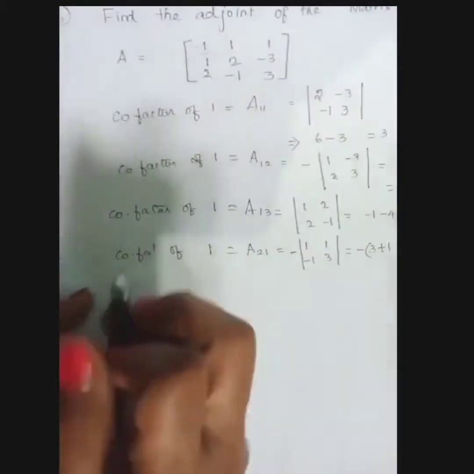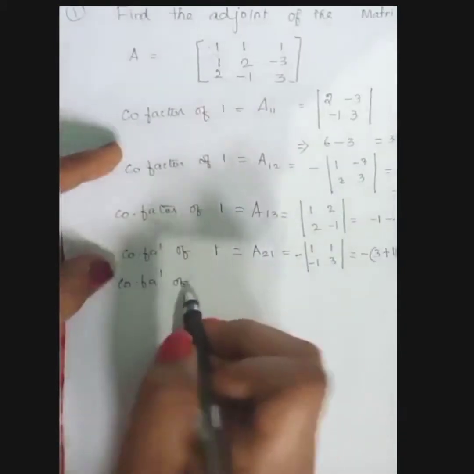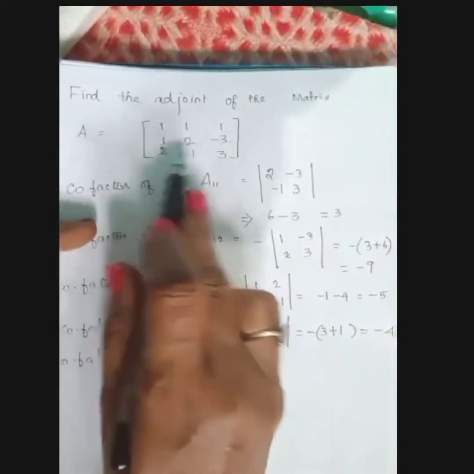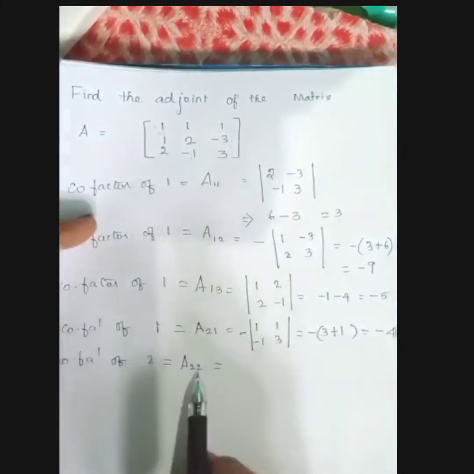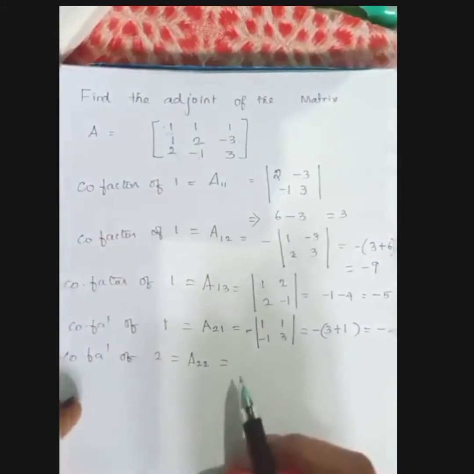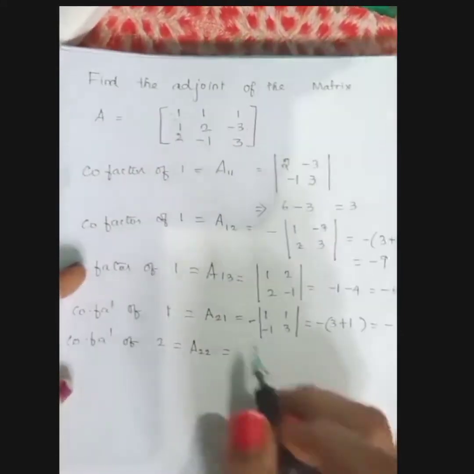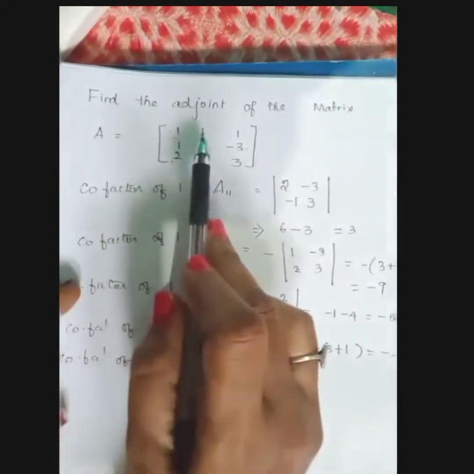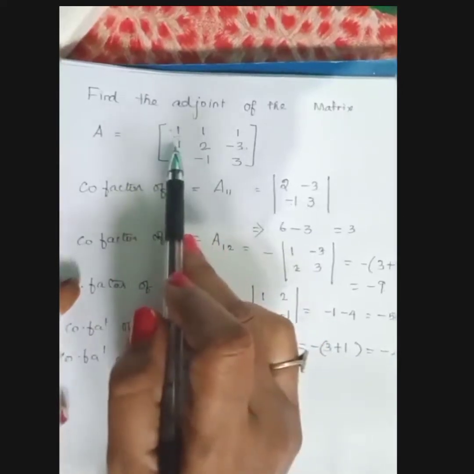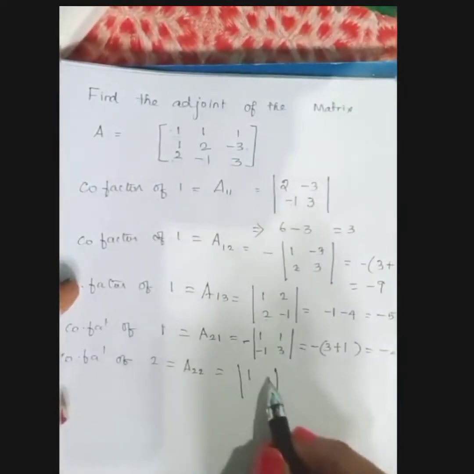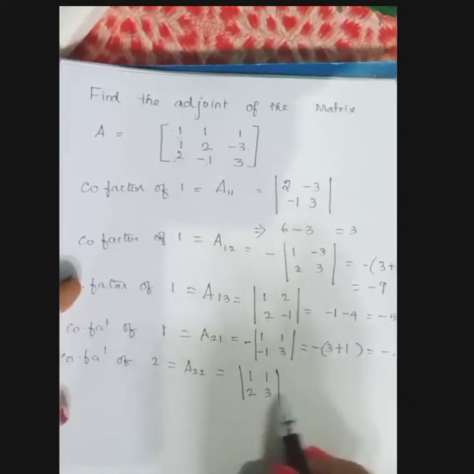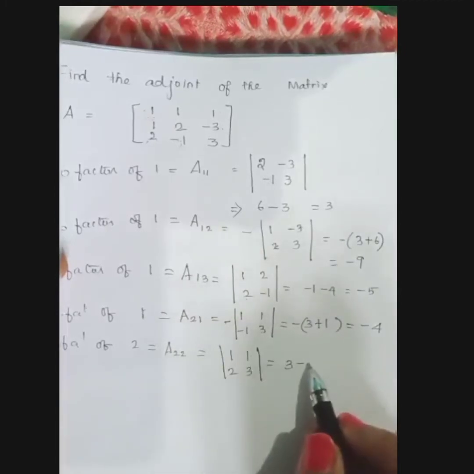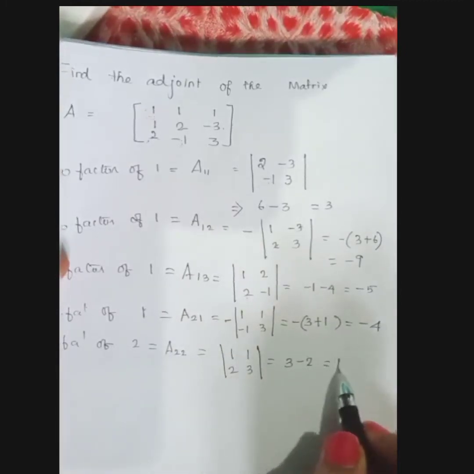Now we find the cofactor of 2, denoted by A22, that is the second row second column element. When you add these two, which is 4, you need not multiply minus with this, so the determinant of 1, 1, 2, 3, that is leaving the second column and the second row, the remaining elements 1, 1, 2, 3, whose determinant is 3 into 1 is 3, minus 2 into 1 is 2, which is 1.